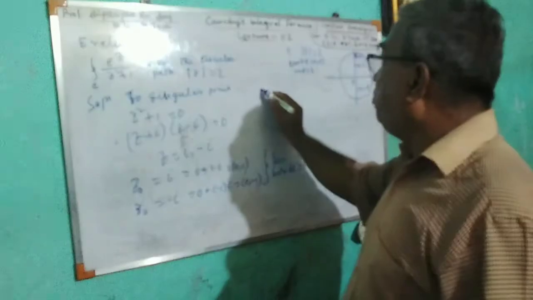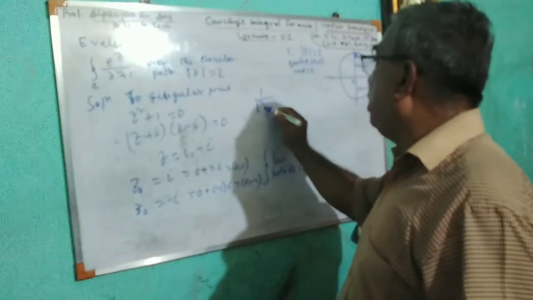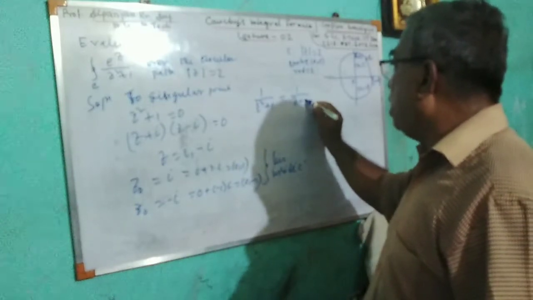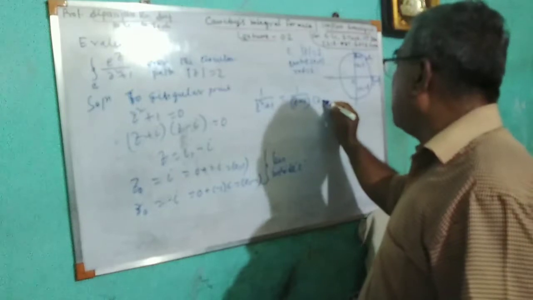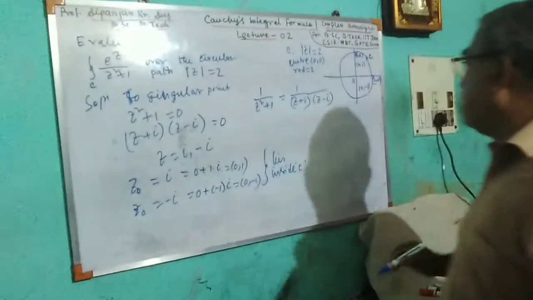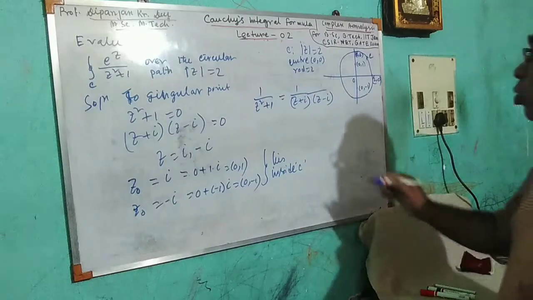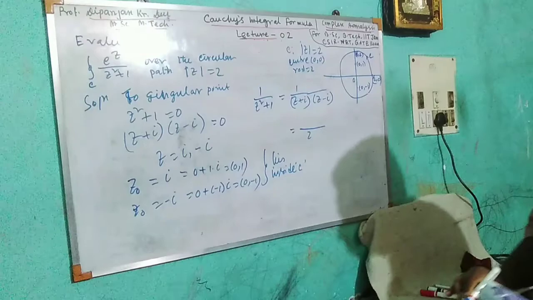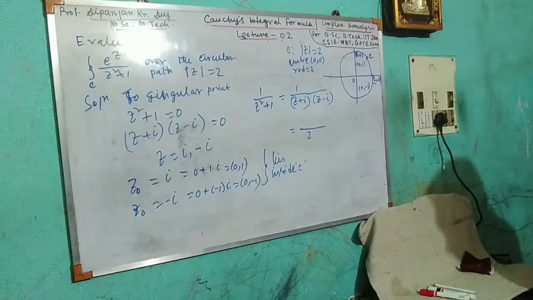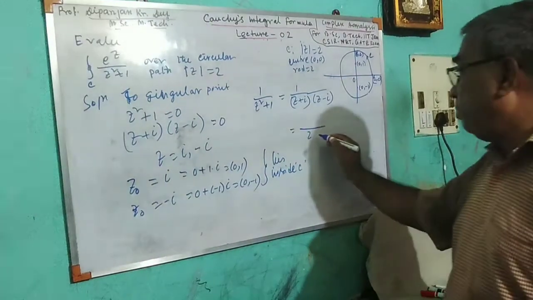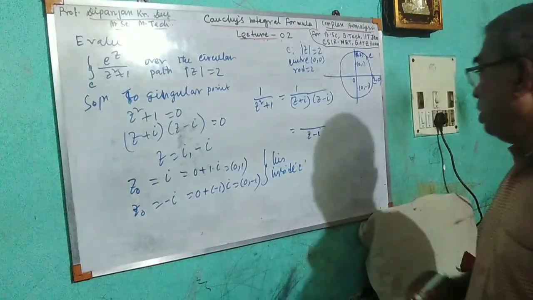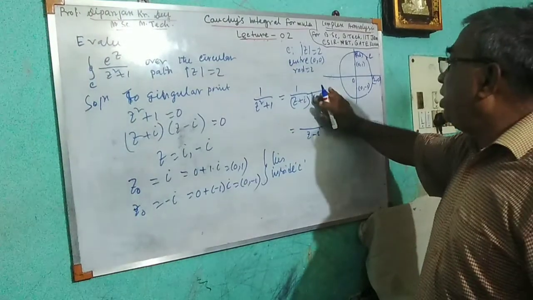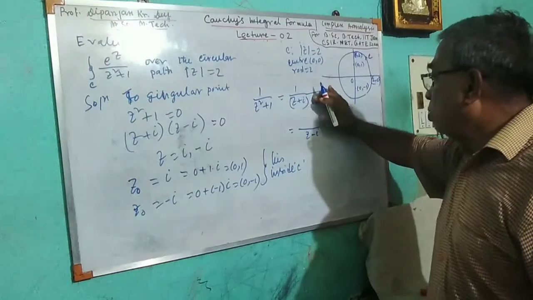Before that, we have to do the partial fraction. This can be written as 1 by z plus I into z minus I. You have to break this into partial fractions. How to break? Very easily you can find it. Suppose you are writing z minus I first. If you put z minus I over here, then omit this. You have to remove this here. So z equal to I.